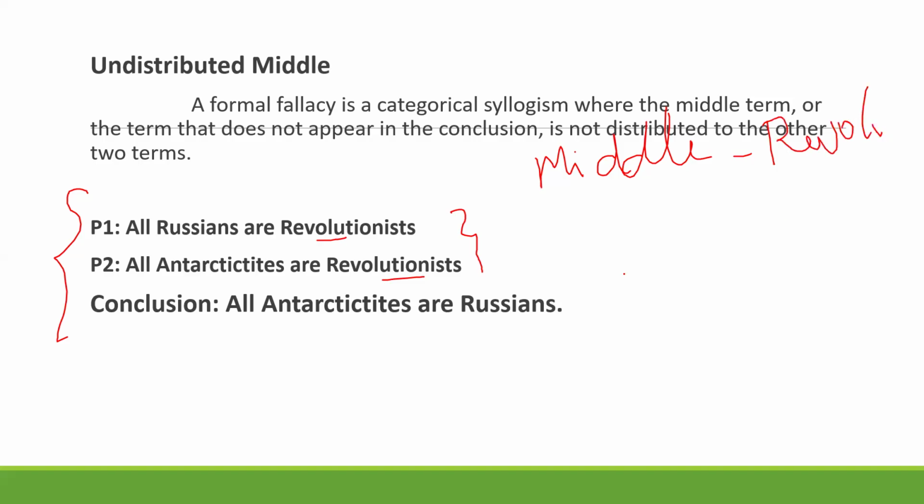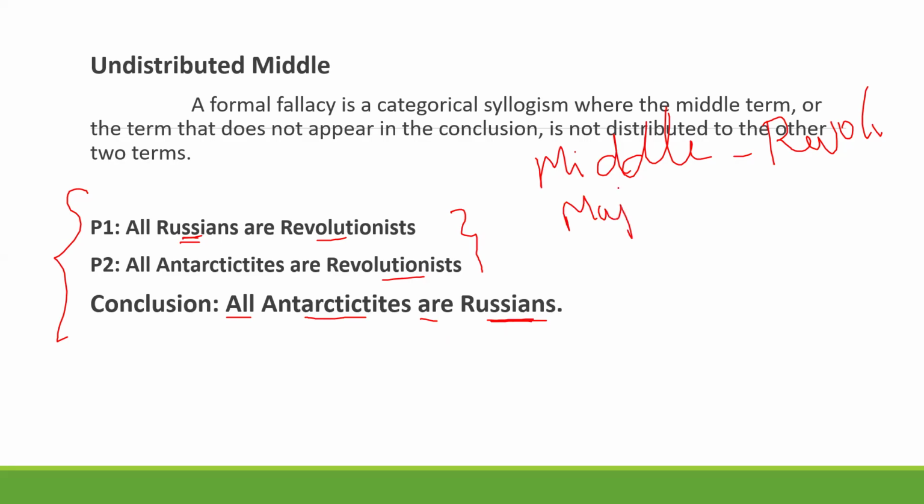Now, which one is the major term? Actually the major term has to come in the conclusion's predicate. So we know this is called the quantifier. This is the subject. This is the copula. This is the predicate. Okay. So this major term has to come into the predicate in the conclusion. So Russian is what? Major term.